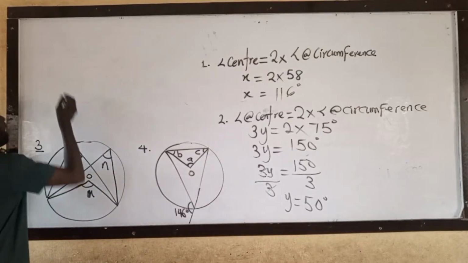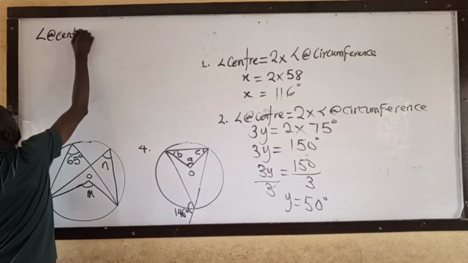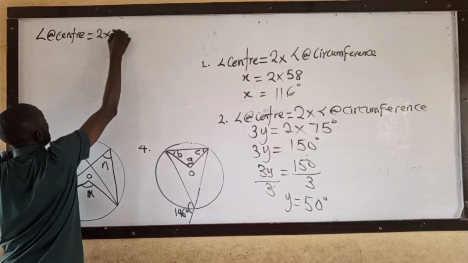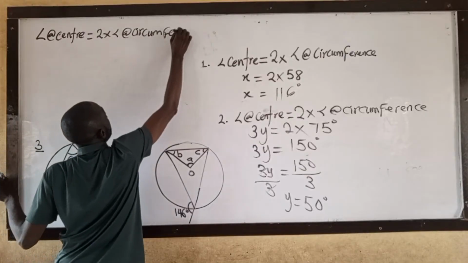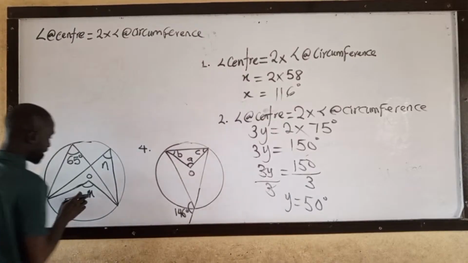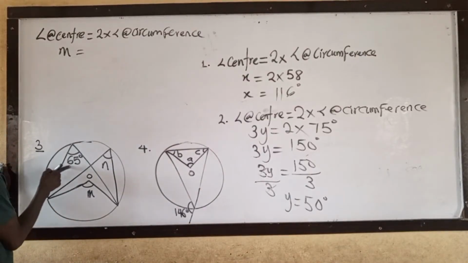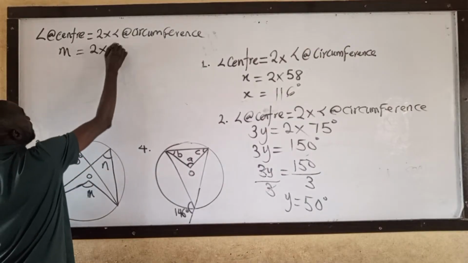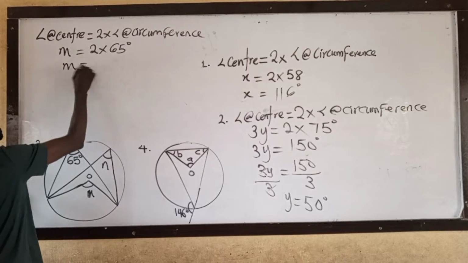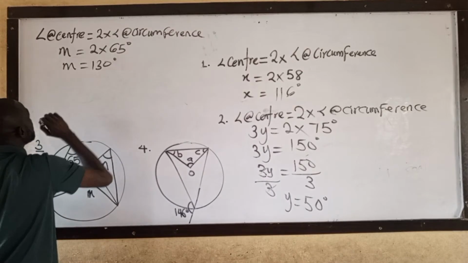So you see how angle at center equals 2 times angle at circumference. So where is the angle at center? M. Where is the angle at circumference? 65. So we have 2 times 65 degrees. And for M, that is 130 degrees.